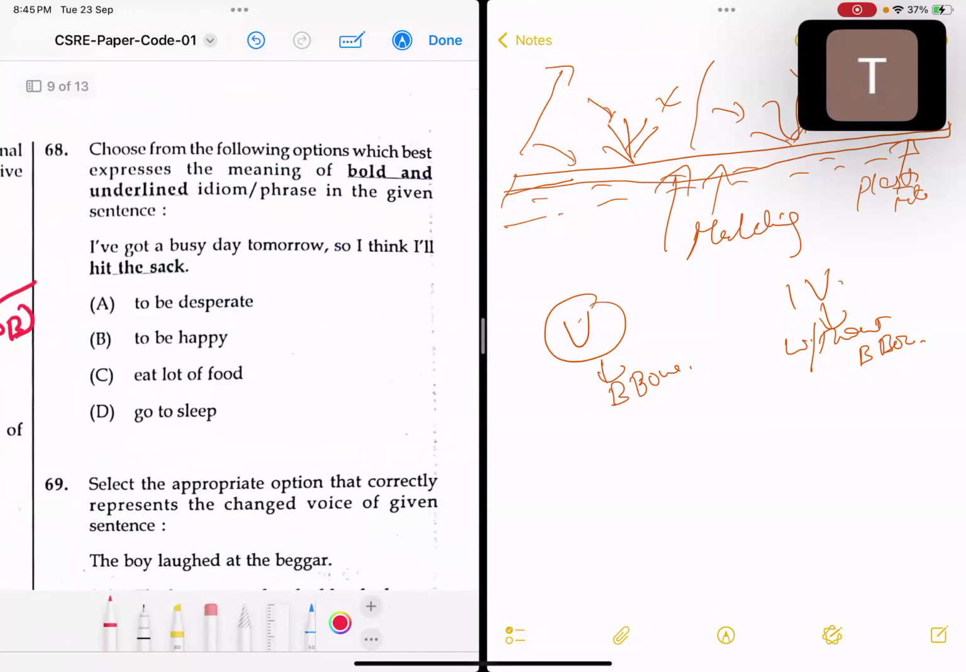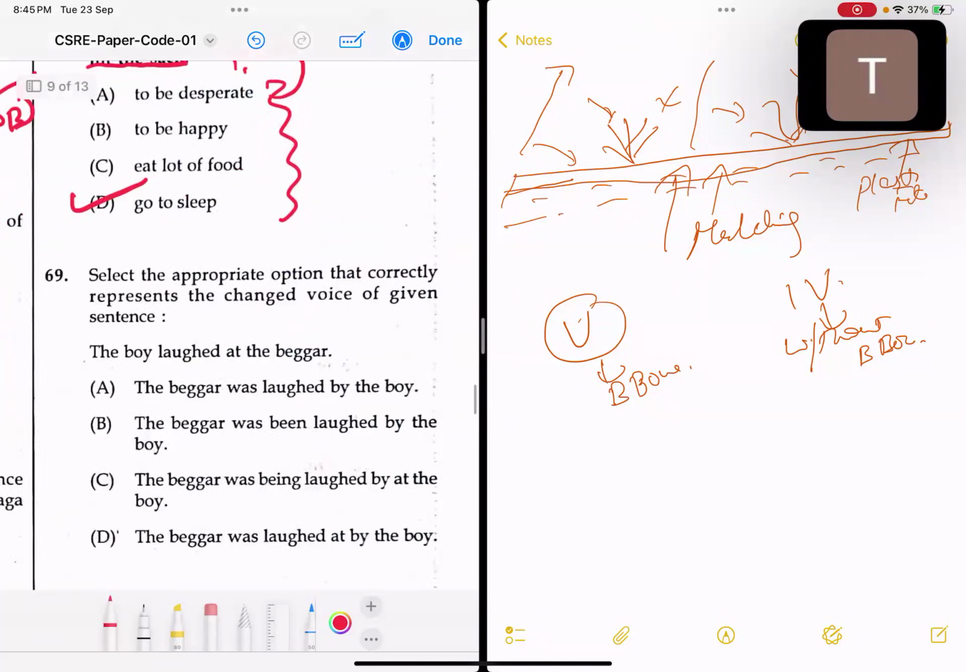68. Now here also we have a sentence, okay? The sentence says, I've got a busy day tomorrow, so I think I'll hit the sack. Now a part of the sentence has been underlined and kept in bold. Now we have to choose the one which elucidates the meaning of the idiom, hit the sack, okay? So the correct option is go to sleep, okay? When we say, I've got a busy day tomorrow, so I think I'll hit the sack, it simply means that because he has a very busy day tomorrow, he will go to bed early, right? So when we say hit the sack, it means go to sleep, okay?